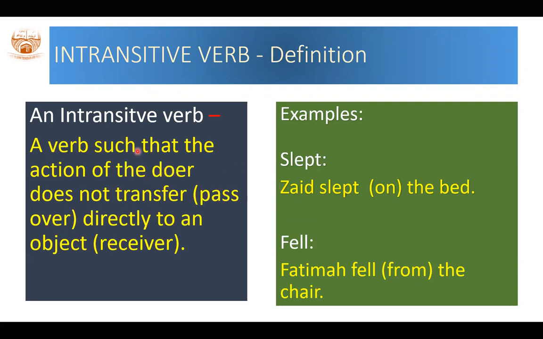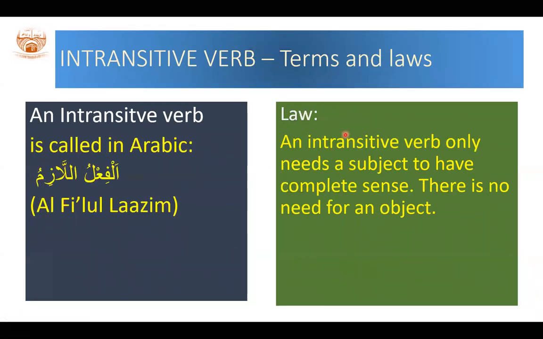Let's continue here. So I was saying the example here, Zaid slept on the bed. There is no direct object. We need a preposition. Likewise, Fatima fell from the chair. We need a preposition, from, for it to make sense. So moving on. Then we have here the technical term. So you can say after me, al-fi'lu lazimu. Say, al-fi'lu lazimu.